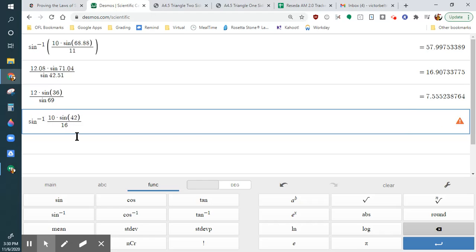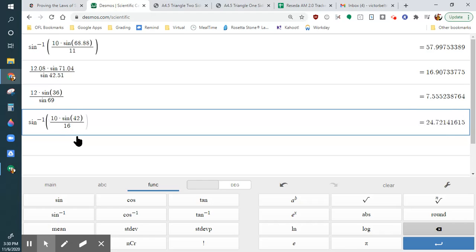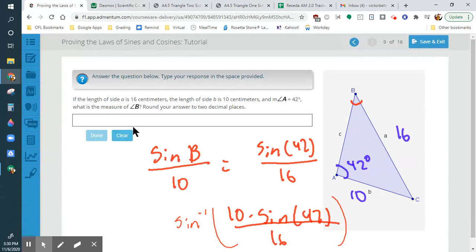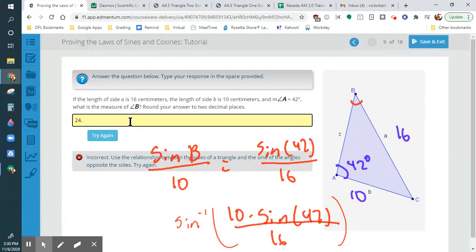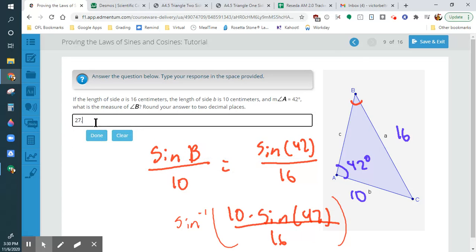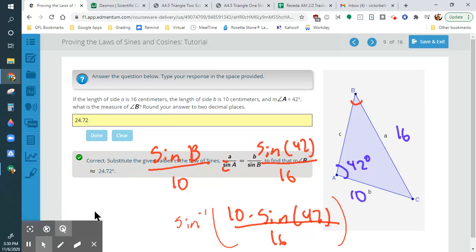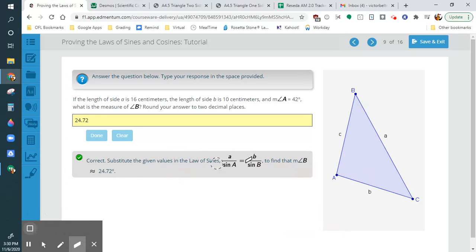Come on, Victor. I think they drained all of my energy from those tasks. All right, so we're going to do this. Hit enter. We get 24.72. Come on, Edmentum. Obviously, I didn't want to just leave it there. I get it. There we go. So I prematurely hit other keys, I think just out of frustration.